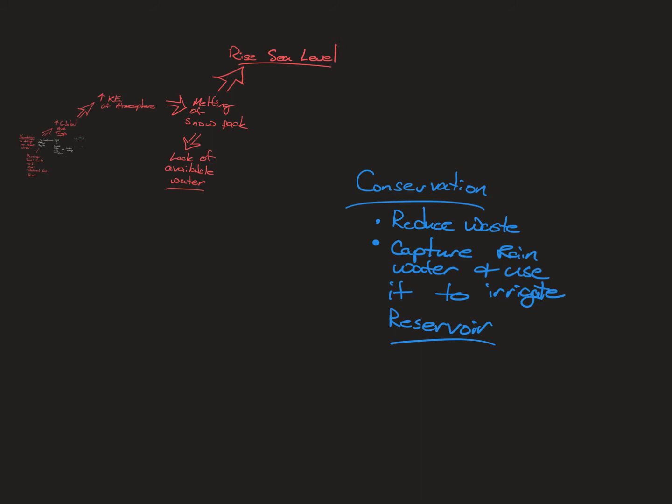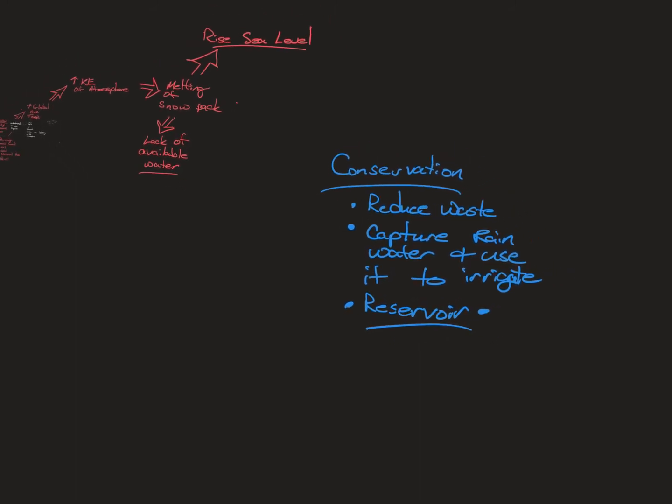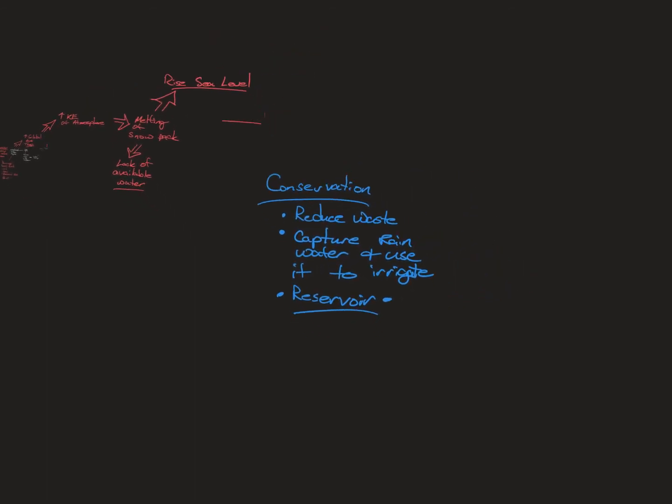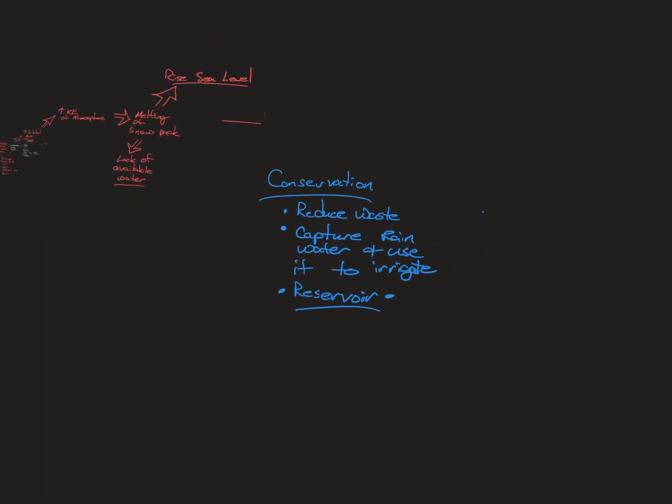Capture rainwater and use it to irrigate. We call these things reservoirs in places where we don't have a giant lake. A lake is a reservoir, right? Groundwater is a reservoir. Aquifers are reservoirs. These are places where water is collected and stored, and we can use it, and that would reduce the amount of fresh water going back into the oceans. That's really true. One other important part there, though, is not to pollute.